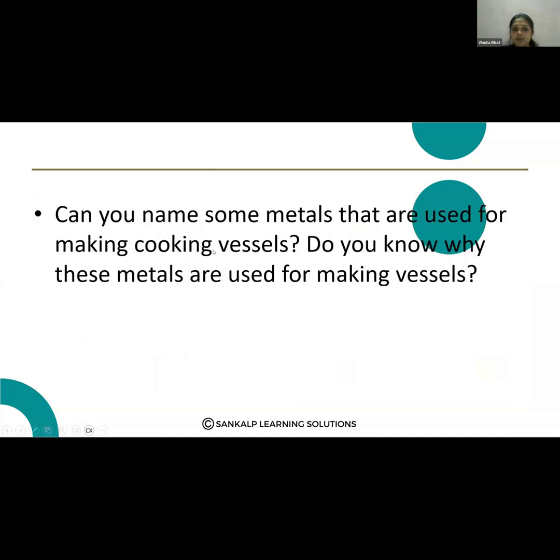Then next property. So you know that commonly in our kitchen we use metals, right? So some cooking vessels are made up of metals. Then which property makes the metal useful to make them as a vessel?